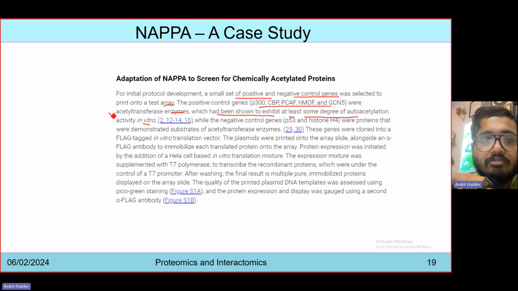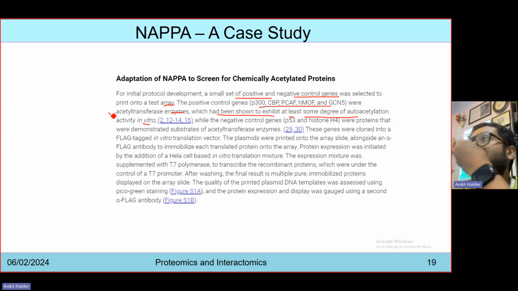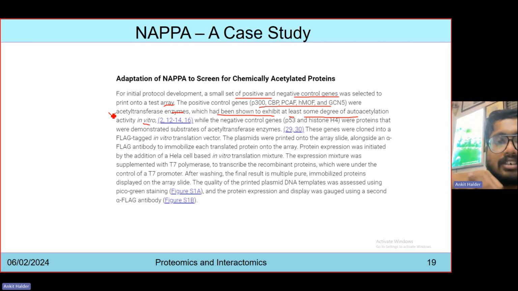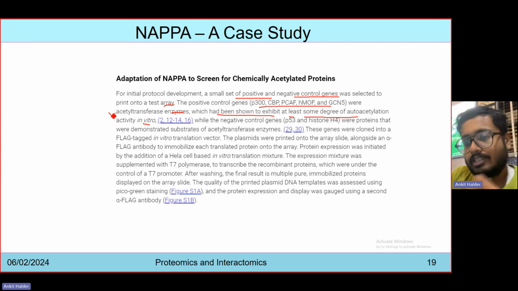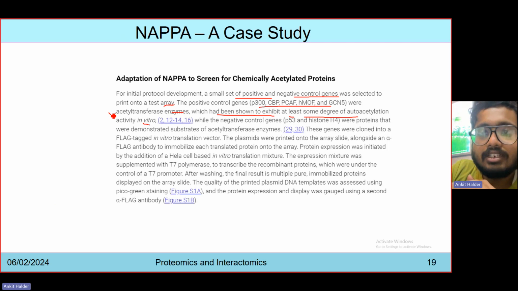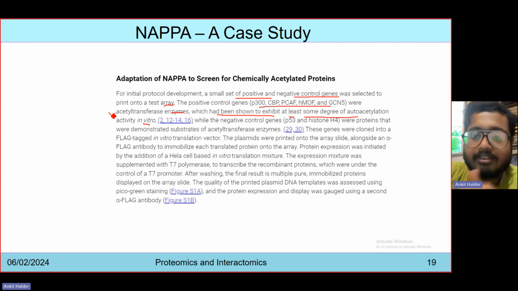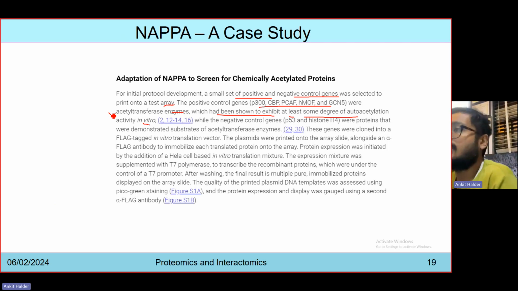So what is the concept? The concept is that once the genes have been expressed and the particular proteins have been immobilized with the antibodies, then you use an acetyltransferase enzyme, which has some autoacetylation activity. It will definitely, to some extent, do the acetylation, which will help us understand whether we can detect that acetylation or not.